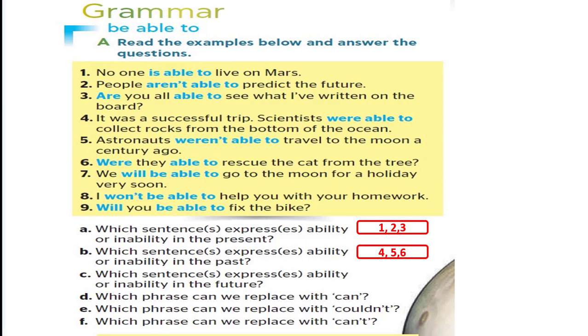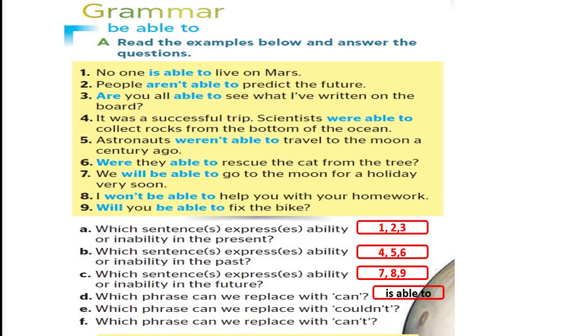Question C. Which sentence or sentences express ability or inability in the future? In the future, it's clearly we use will. So the answer is sentences 7, 8, and 9. Question D. Which phrase can we replace with can? As you can see, the phrase which is able to. Question E. Which phrase can we replace with couldn't?